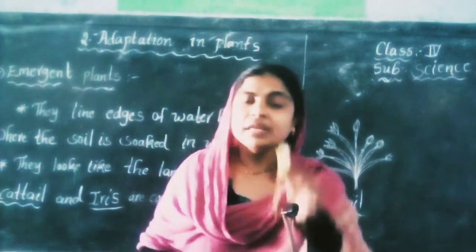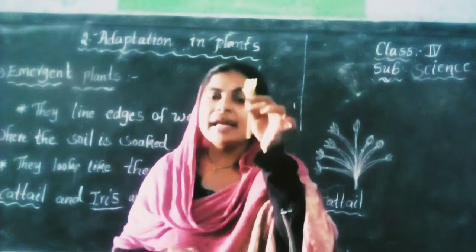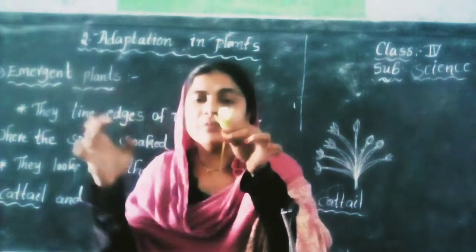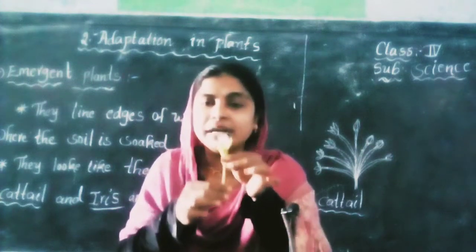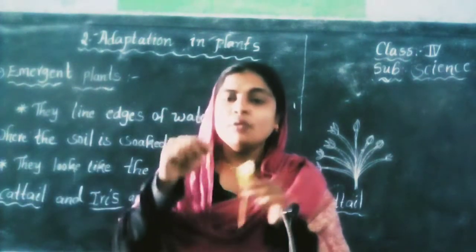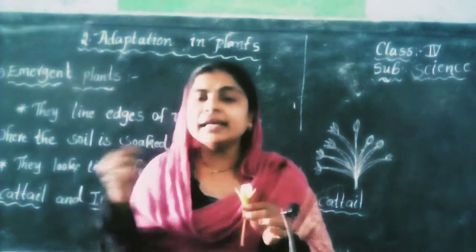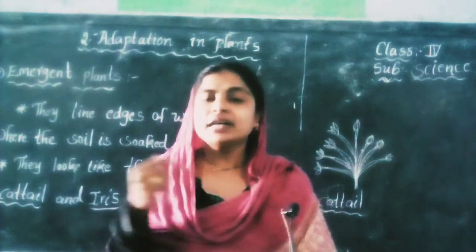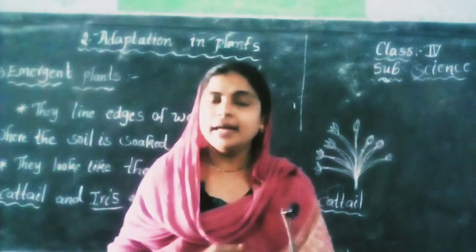Okay children, this one, emergent plants. They line the edges of the water body where the soil is soaked in water. They look like land plants. For example, cattail and iris.